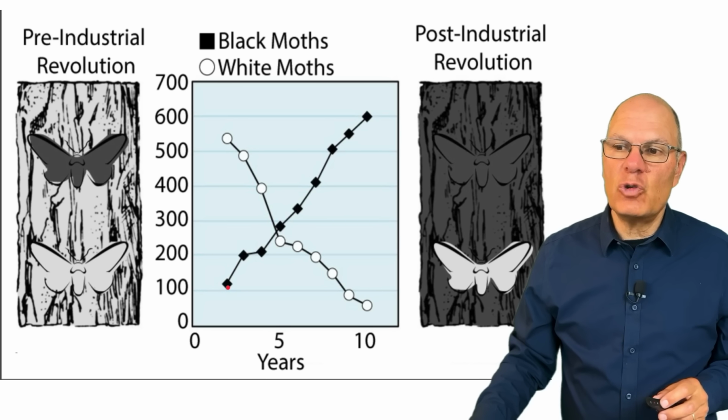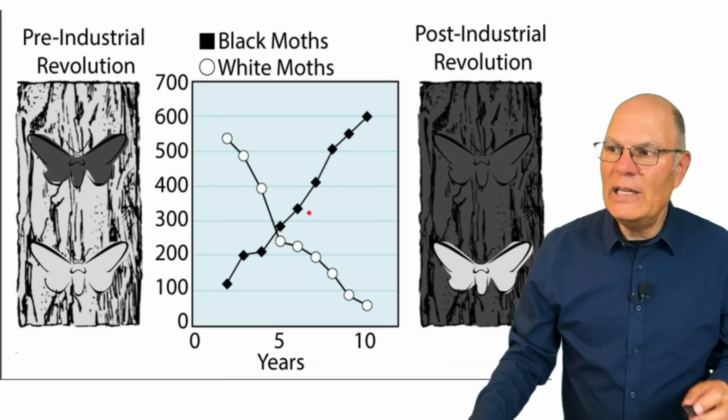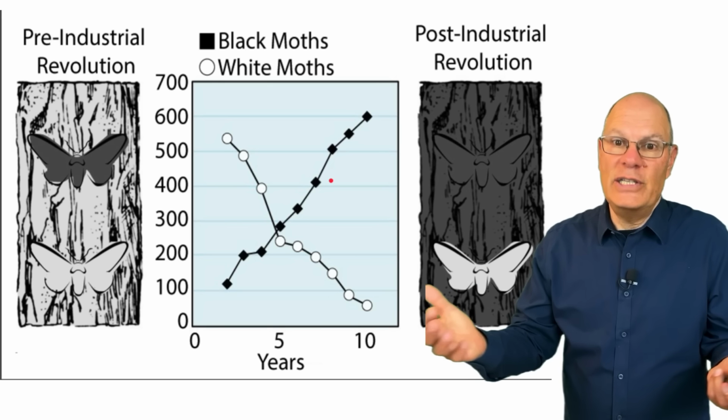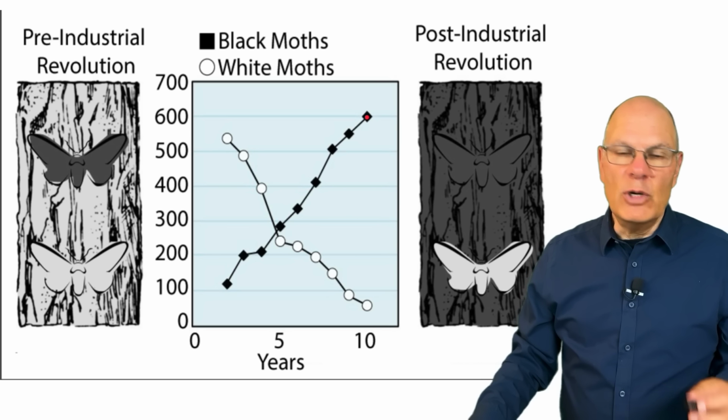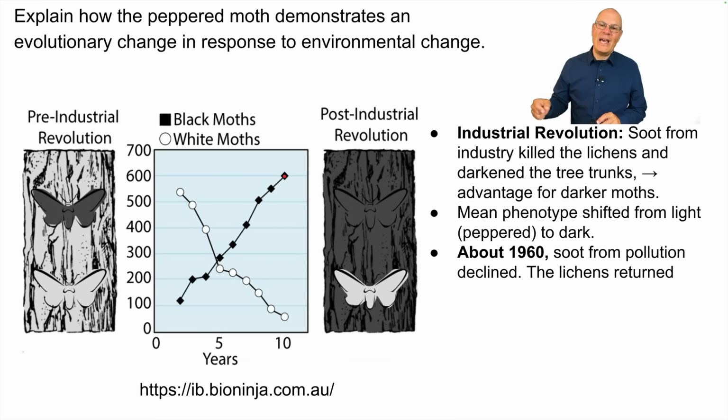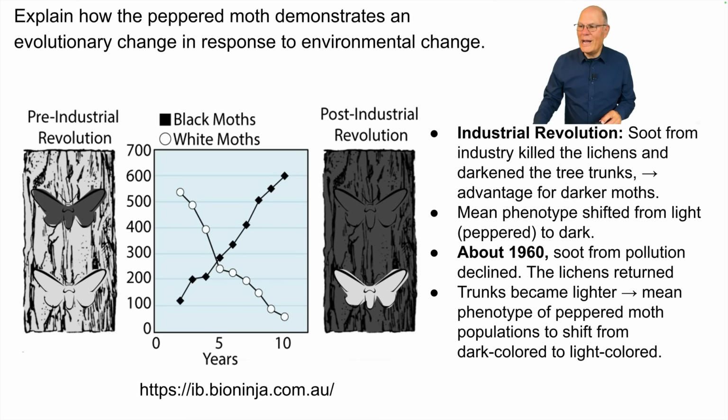But as the Industrial Revolution proceeded, the mean phenotype shifted from light to dark until in the depths of the Industrial Revolution, the majority of the moths were dark colored. The interesting thing is that this process was also historically reversed. About 1960, soot from pollution declined with the development of laws like the Clean Air Act. That happened around the world. The lichens returned, the trunks became lighter, the mean phenotype of the peppered moth shifted from dark colored to light colored.